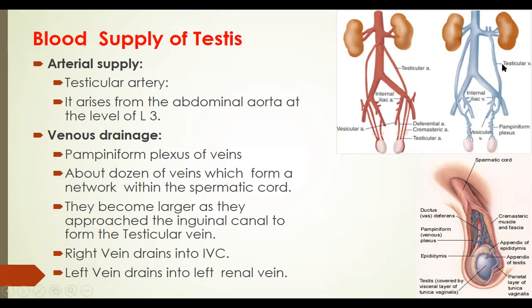This can have reverse flow, backflow or stagnation of the venous blood, and it leads to varicosity of this vein, called varicocele, which is very common on the left side compared to the right side. This is because the right vein drains at an acute angle, but this drains at right angles against gravity. Okay, so that's why backflow is more common on the left side.